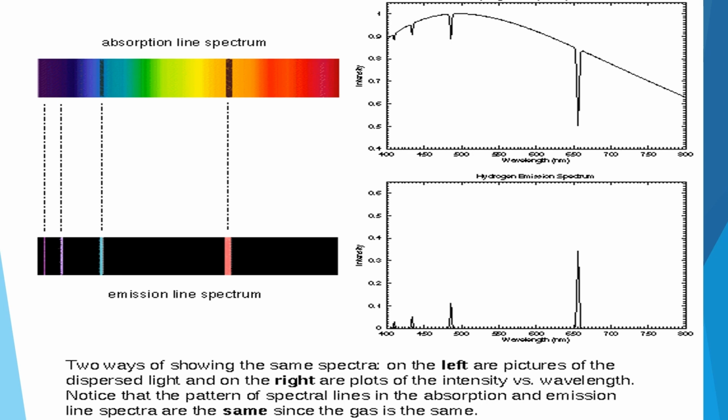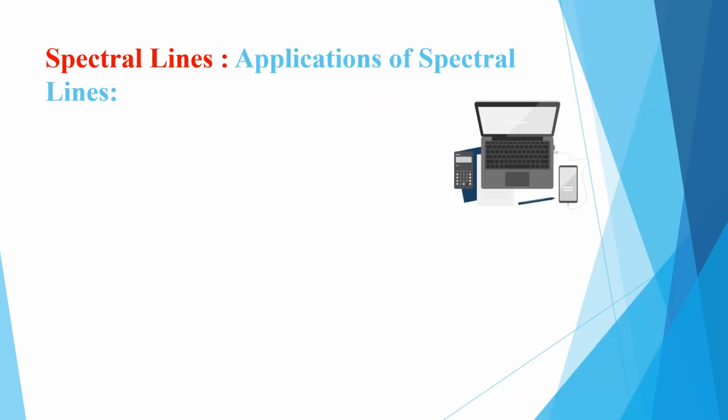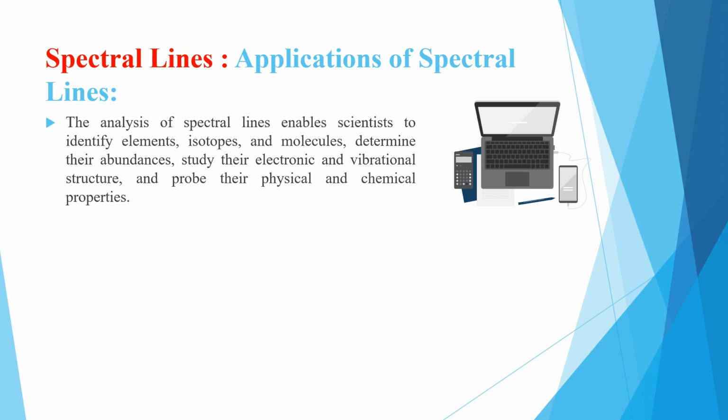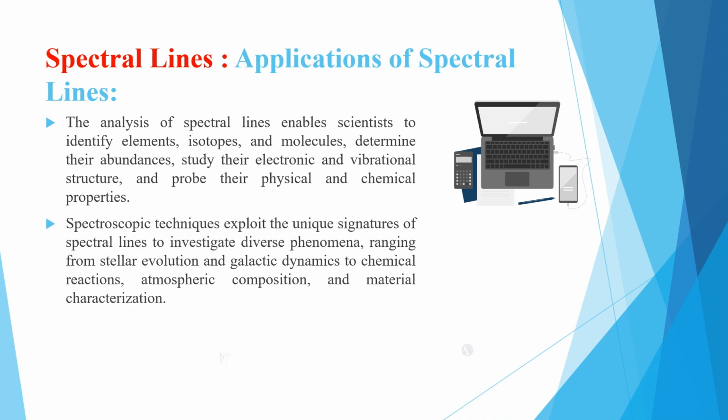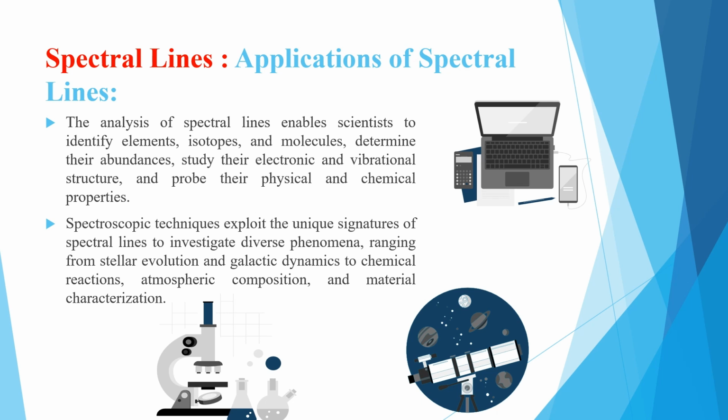Now, why do we study those spectral lines? Of course, for their applications. Well, the analysis of spectral lines enables scientists to identify elements, isotopes, and molecules, determine their abundance, study their electronic and vibrational structure, and probe their physical and chemical properties. Also, spectroscopic techniques exploit the unique signatures of spectral lines to investigate diverse phenomena ranging from stellar evolution and galactic dynamics to chemical reactions, atmospheric composition, and material characteristics.